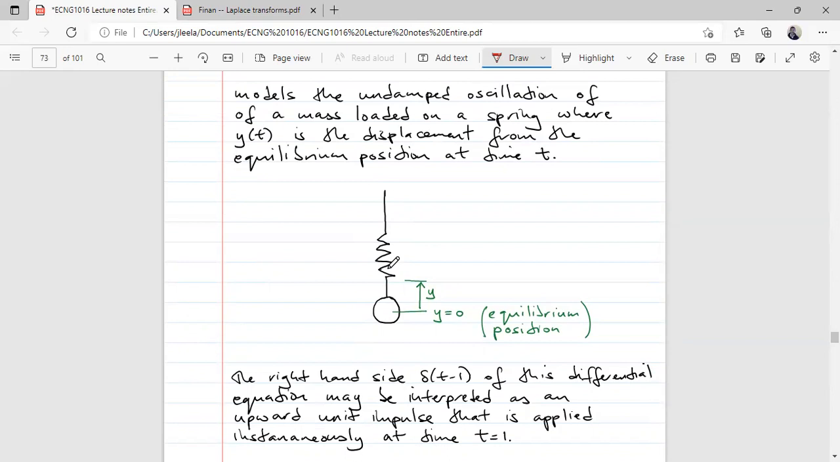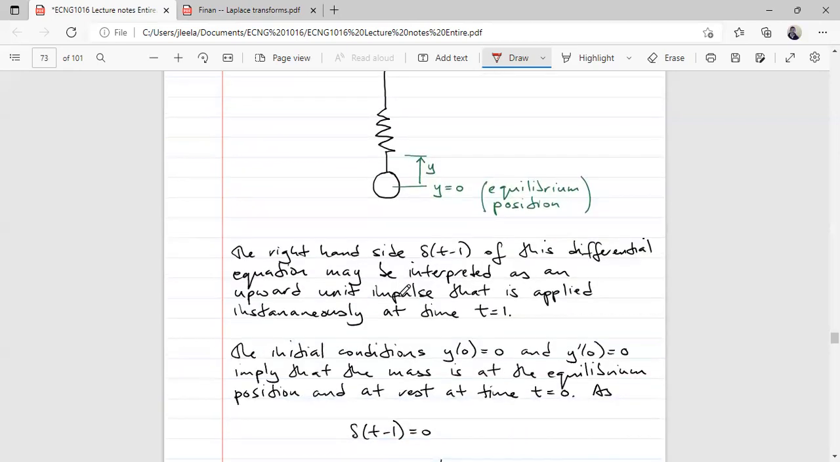But if some impulse acts on the object, it could move up from here to here, as shown by the arrow, and that will create a displacement. Then when it moves up, it might come back down again eventually. The right-hand side, delta of t minus 1, may be interpreted as an upward unit impulse that is applied instantaneously at time equal to 1. So when time is 1 second, you have this unit impulse occurring.